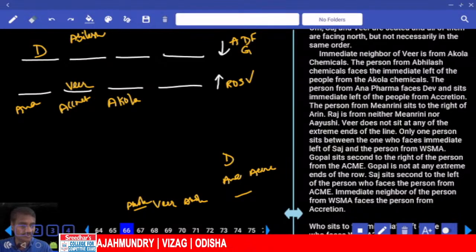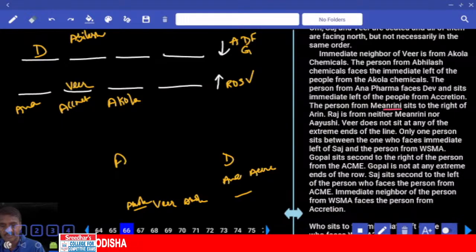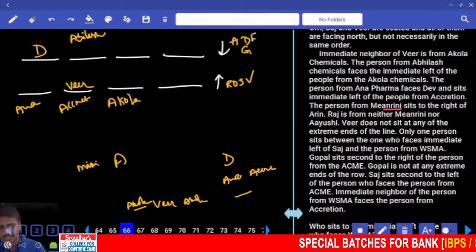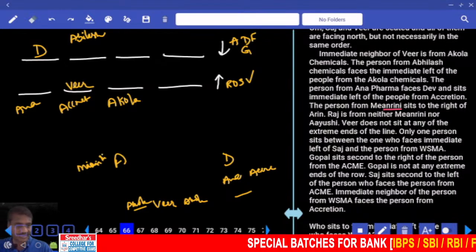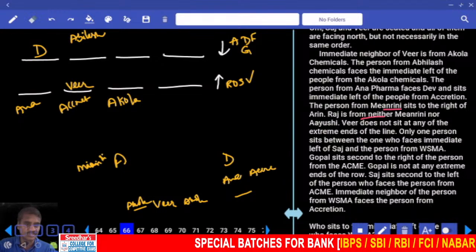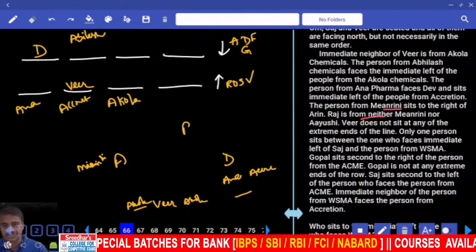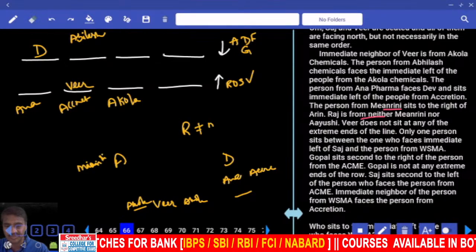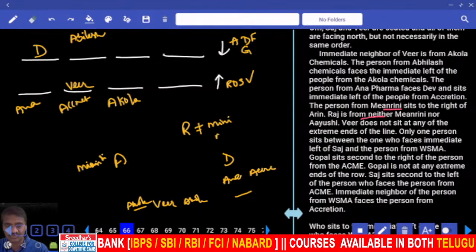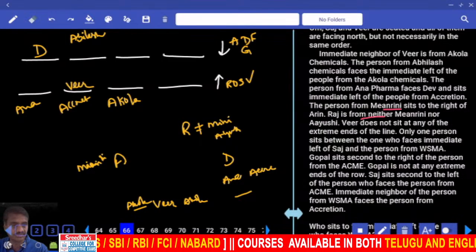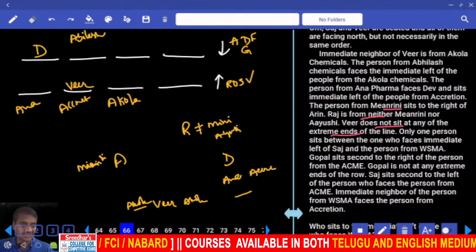Then the person from Amrini sits to the right of Aaron. And Aaron, now to this right-hand side, who is that one? Amrini. Amrini is to the right-hand side. Ras is neither from Amrini nor Ayushi. Now this Ras is neither from Amrini nor Ayushi. Then V does not sit at the extreme.